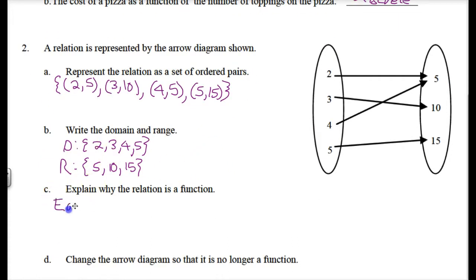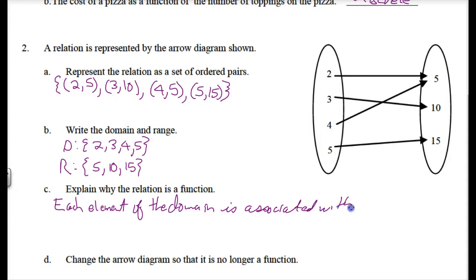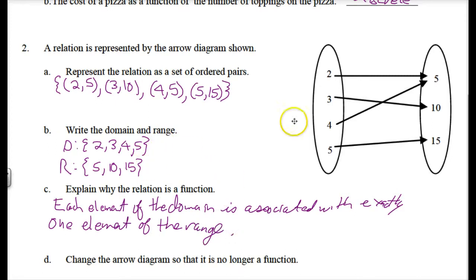Each element of the domain is associated with exactly one element of the range. Change the arrow diagram so it's no longer a function. Okay, so we do this. And it's no longer a function since the element 5 will now be associated with 2 elements of the range.